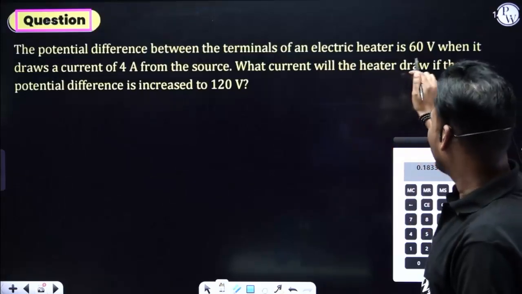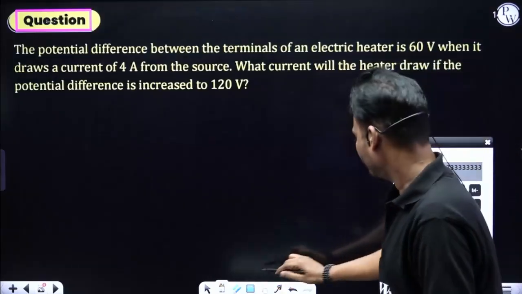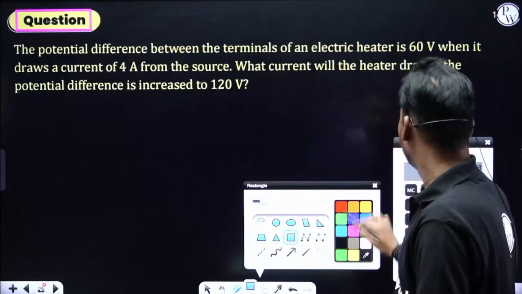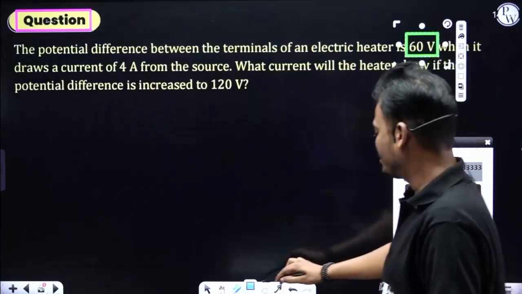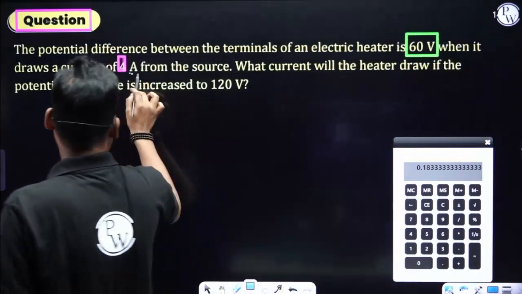When the potential difference is 60 volt, the current drawn is how much? 4 ampere.